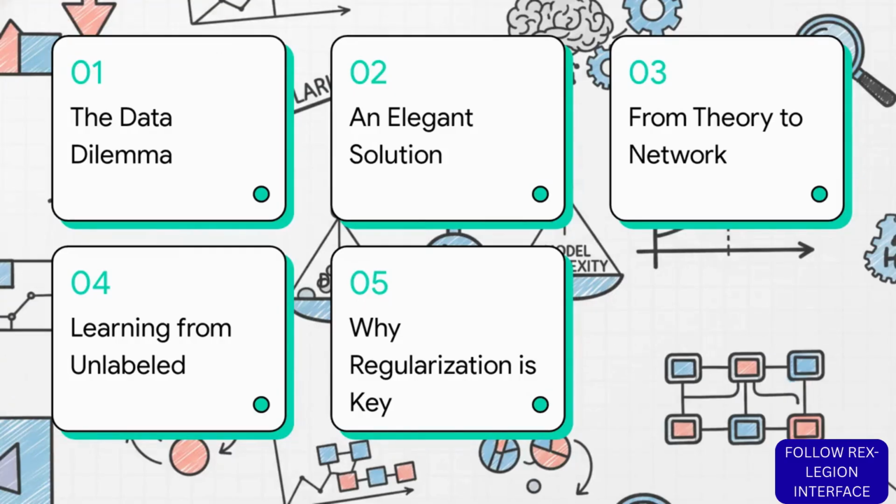So here's how we're going to break this down. First, we'll tackle the data dilemma. Then we'll look at the really elegant solution. After that, we'll see how the theory actually turns into a network, explore how we can learn from unlabeled data, and finally wrap up with why regularization is so absolutely key to everything.